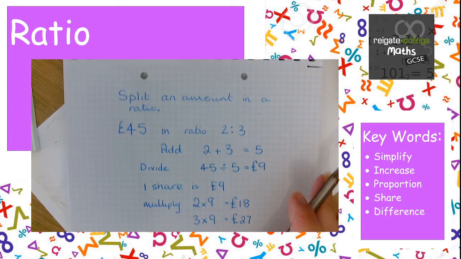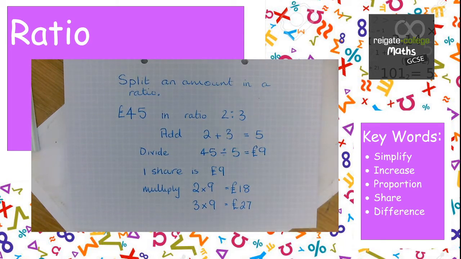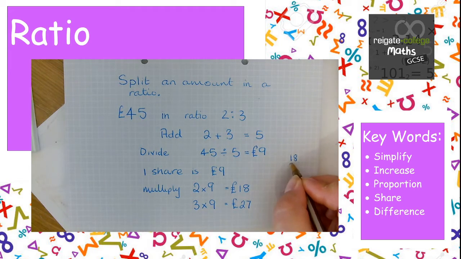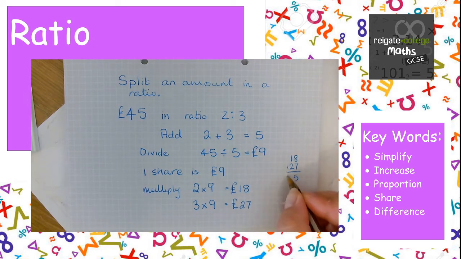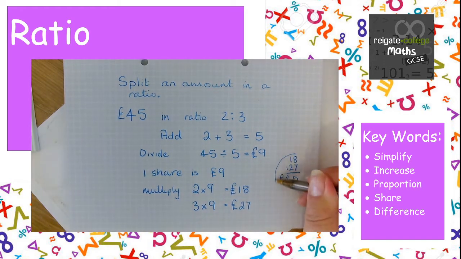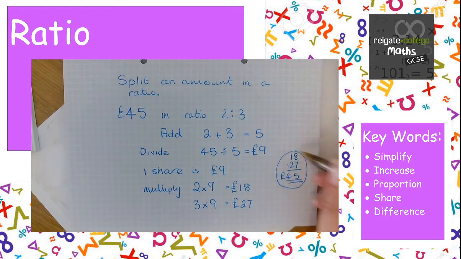My final check to make sure I've done this correctly: if I take the amounts that I've worked out and add them back together again, I get to my total amount. If this sum doesn't work out, I know I've done something wrong.